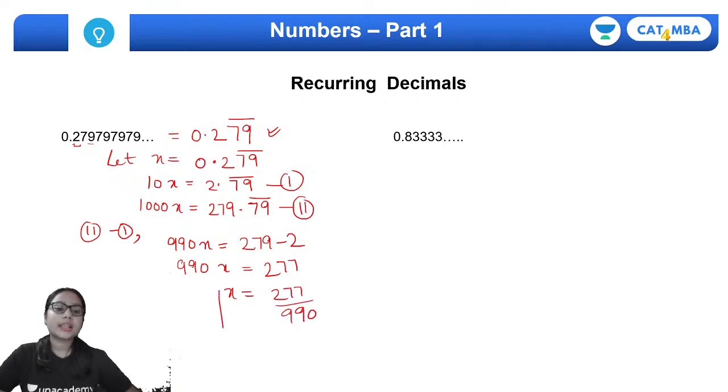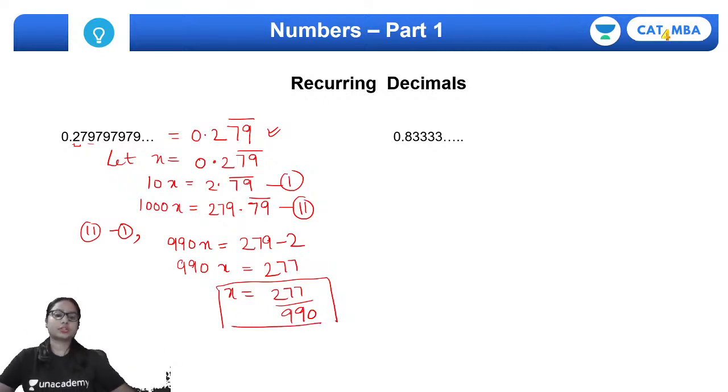Okay, but in the exam we won't have this much time to do the conversion. We have to solve a lot of questions, and maybe this would be just a part of the question. Okay, so we have to know a trick. We will be short of time in the exam.